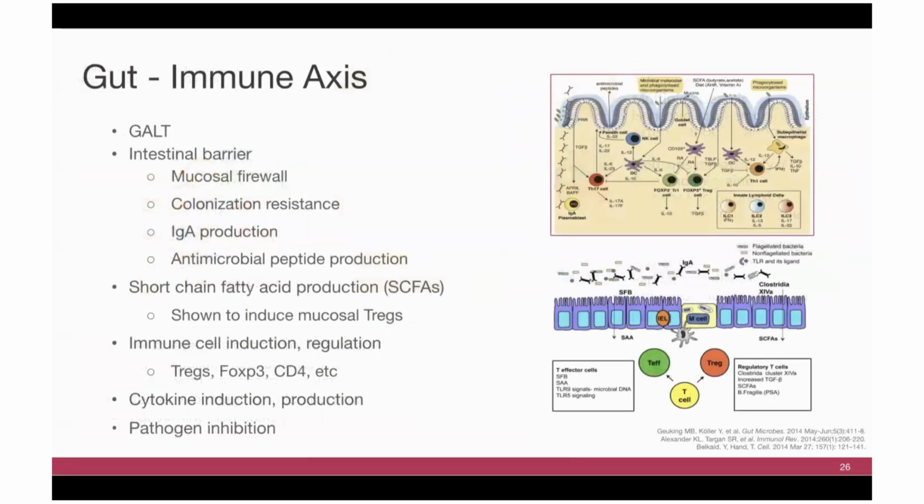The gut immune axis. So we have the GALT, right? The gut-associated lymphoid tissue. We know that 70% of the human immune system resides in the gut. We have our mucus layer. This is the first line of defense in the GI. It's produced by goblet cells. It's a physical barrier to prevent host microbiota contact and translocation of things like LPS.